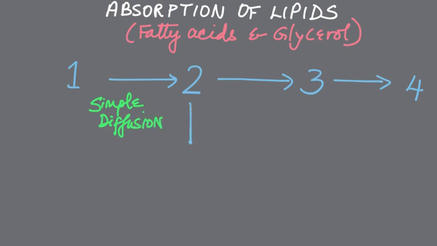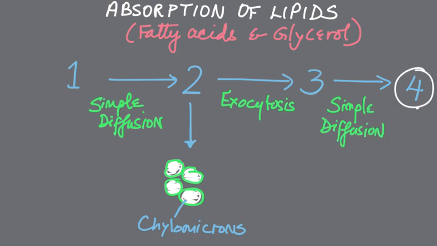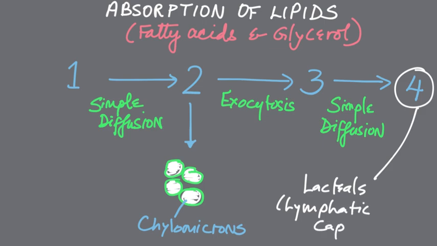Once they enter the intestinal cell, the fatty acids and glycerol reform into triglycerides and become covered by a protein coat. Together, these little packets are called chylomicrons. Chylomicrons are too big to leave the cell via facilitated diffusion, so they use exocytosis in order to leave the cell. They enter the capillary via simple diffusion. At this point, it is important to note that the capillary that we are talking about are lacteals or lymphatic capillaries and not blood capillaries.